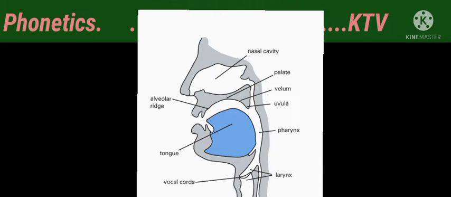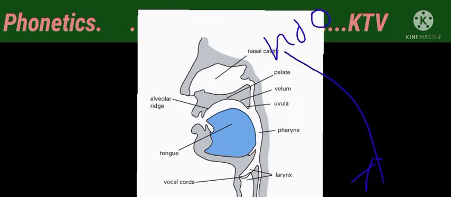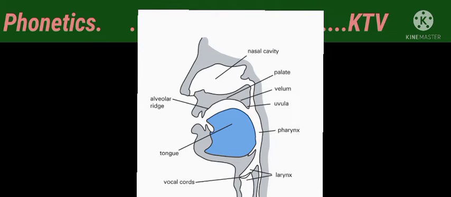When the vocal cords are spread apart, the air from the lungs passes between them unimpeded, with no obstruction in the airway. Sounds produced in this way are described as voiceless because the vocal cords don't vibrate. The air freely goes through.